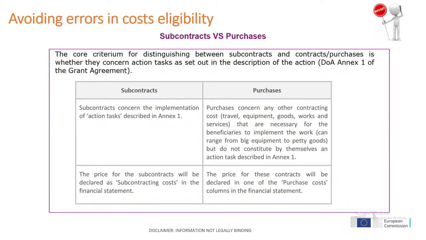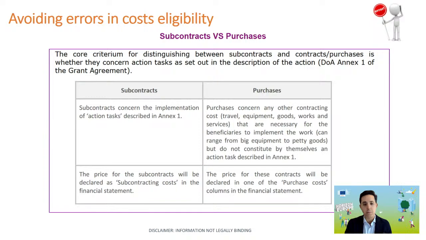We include these slides in this presentation because it's one of the most common errors when claiming costs by beneficiaries: there is a confusion between subcontracting costs and purchasing costs. The key idea here is that subcontracting costs are those costs that are necessary for the implementation of the action task described in Annex 1. So you decided to outsource an action task to another entity, and this entity performs this action task.